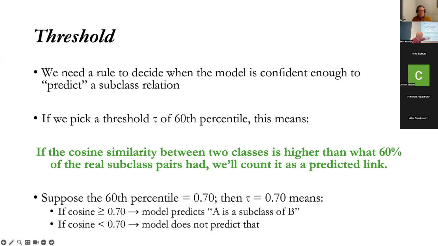For example, suppose the 60th percentile is a cosine similarity of 70, so the angle. Then the threshold of 70 means that if cosine similarity for some novel pair is above 70, then the model predicts there's a subclass relationship there. And if it's below, then the model does not predict that.